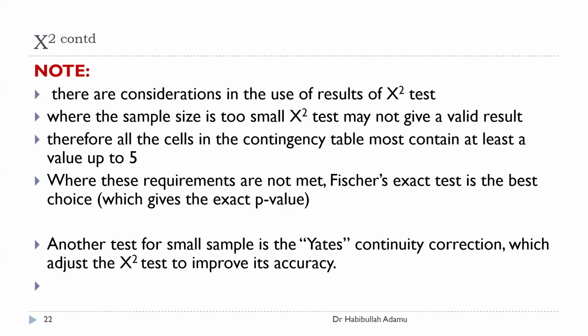Another way to overcome this is the continuity correction. This one is not commonly used. But the ones that you need to know at least are the Pearson chi-square and the Fisher's exact, and when to use the Fisher's exact. That is when you have cells with frequencies less than 5. Then you pick the p-value for Fisher's exact.